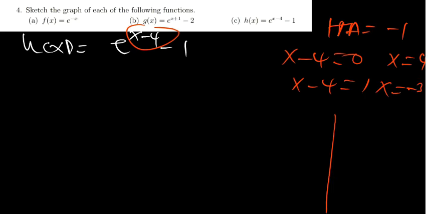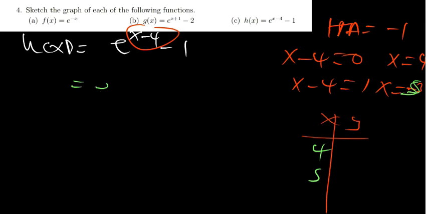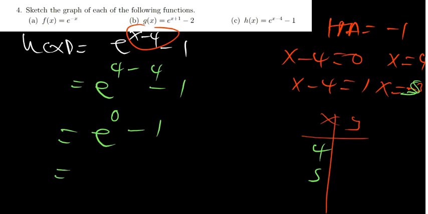Okay, so I have this x, y. Oh, this is going to be plus now. It's going to be 5 because we have x minus 4 is equal to 1, so x is 5. So if x is 4 and x is 5, what will be the value of y? I'm going to have e raised to the power 4 minus 4, minus 1. So e raised to the power 0 minus 1. What is e raised to the power 0? Any number to the power 0 is 1. So I'm going to have 1 minus 1, which is going to be 0.